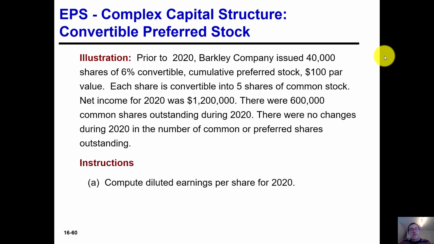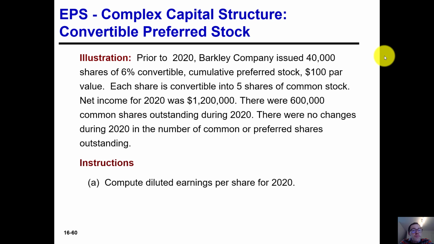All right, guys, let's talk about convertible preferred stock and its effect on dilutive earnings per share. Let's jump into it here. You've got Barclay Company. Prior to 2020, they issued 40,000 shares of some preferred stock. Every share could be converted into 5 shares of common stock.